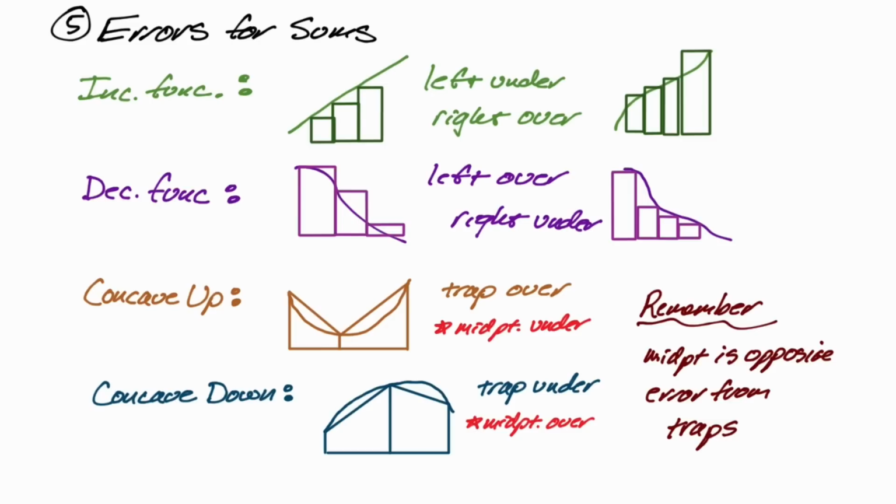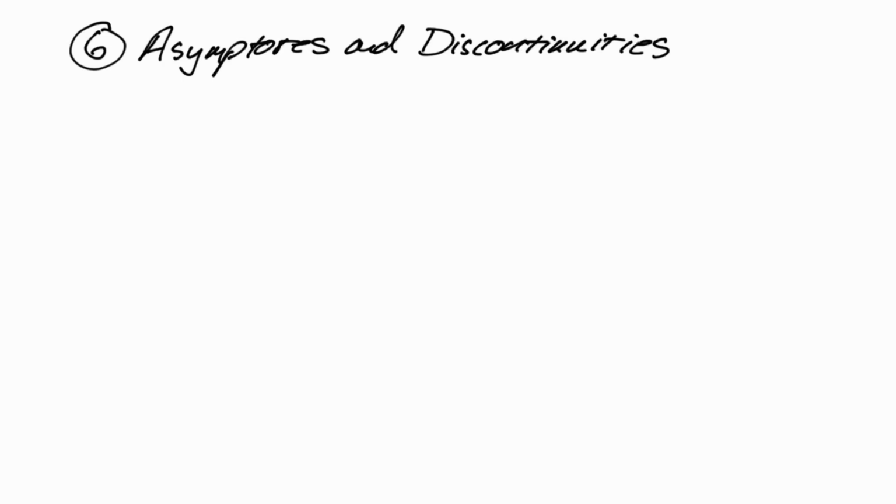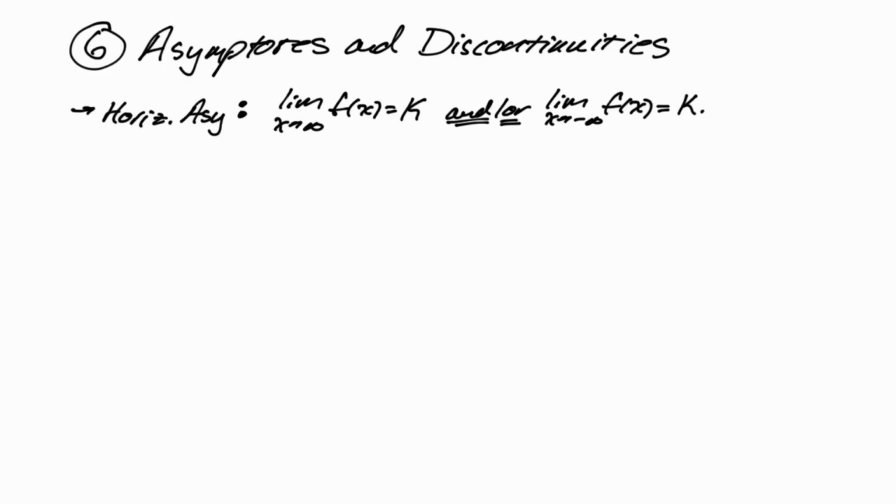All right, let's take a look at the next topic, which is going to be asymptotes and discontinuities. So this is almost like an Algebra 2 type of thing or a pre-calc thing, but you got to review it right before the exam. So we have horizontal asymptotes. Horizontal asymptotes are where the limits to positive and/or negative infinity is a constant. So you have to take the limit to infinity and/or negative infinity.